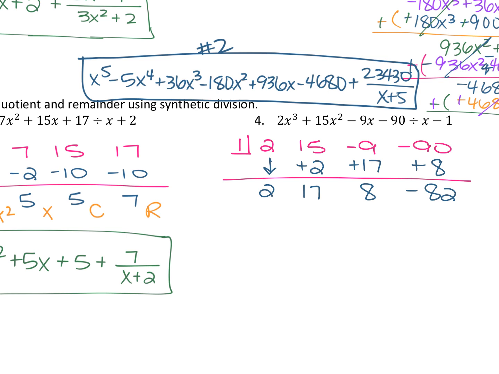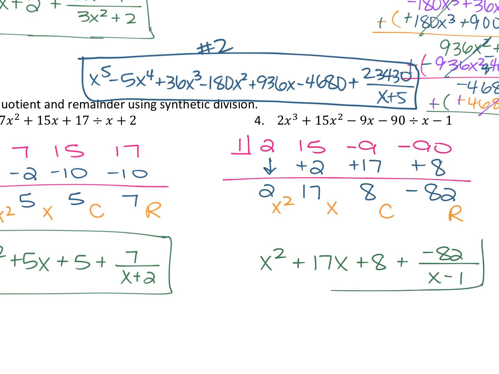So from here, that negative 82 is going to be your remainder. The 8 is your constant. 17 gets an x. 2 gets x squared. So that's x squared plus 17x plus 8 plus negative 82 over x minus 1. And again, if you remember when we did this lesson, that negative 82, you can either write it as the negative 82 over x minus 1, or you can write it as x squared plus 17x plus 8 minus 82 over x minus 1.